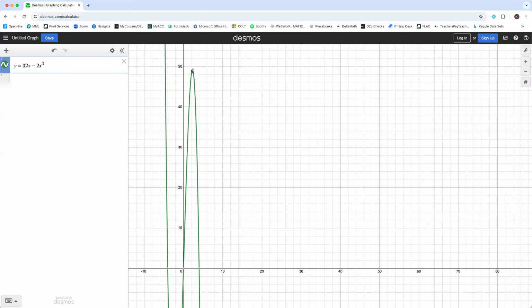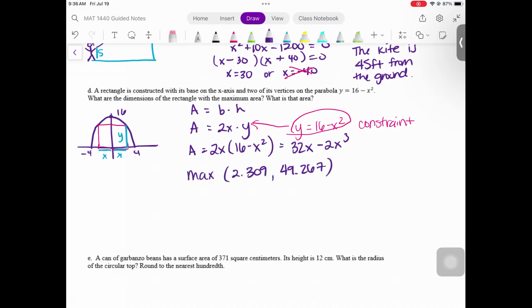So we're going to find that maximum there, and our maximum occurs at the point 2.309, 49.267. That x coordinate is the x value from that rectangle, but the y value is the area.